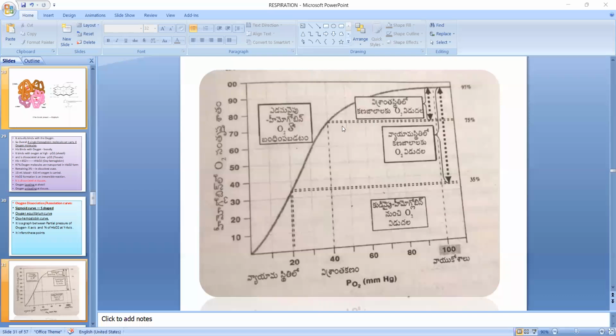Okay, and if the graph moves towards the left, you remember blindly one thing: if this graph is in the middle, that is the normal condition. If this graph moves leftwards like this, ఇలా వస్తే కనుక, what does that explain to us? So if it comes to the left side, what does it explain?